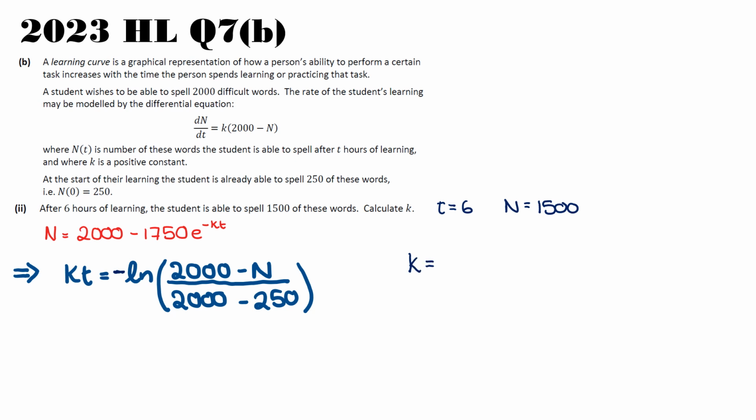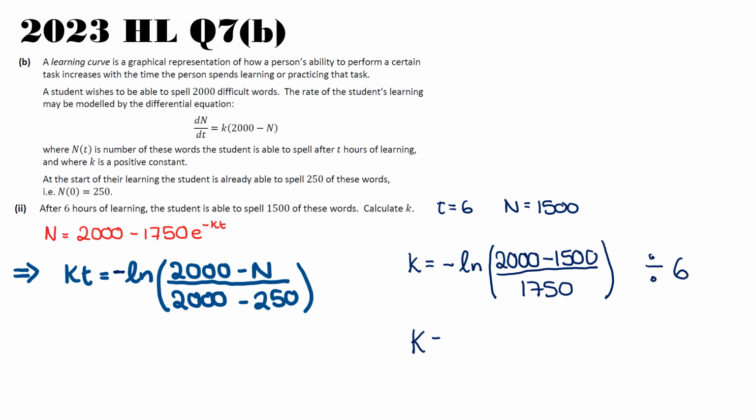So to get k, it's going to be minus the natural log of 2000 minus 1500 all over 1750. We can do a little bit of cleanup on that, and then we're going to divide that whole thing by 6 very, very quickly. I'm not even going to tidy it up. I'm going to go straight to my answer, which is 0.209. So lovely and quick.